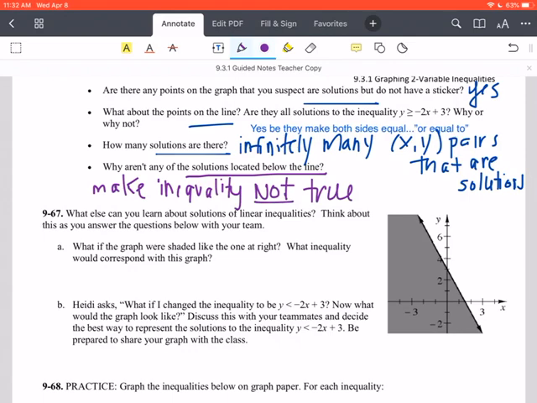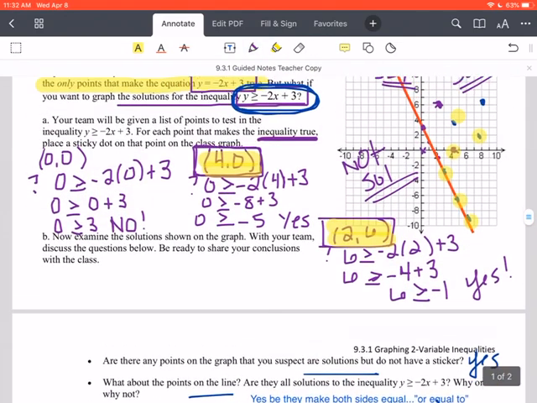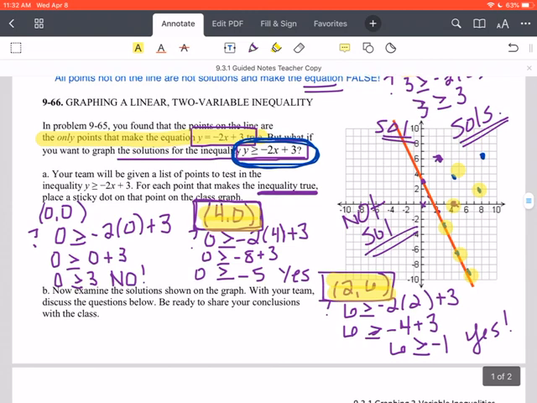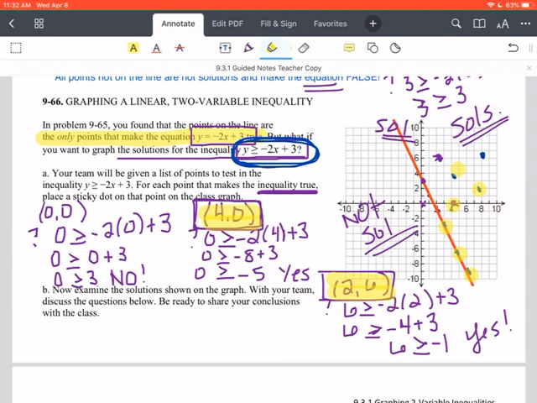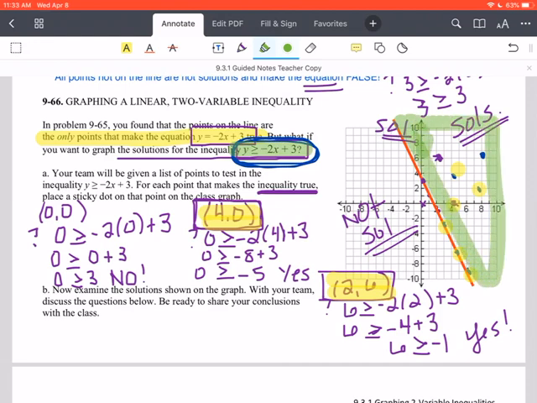So the big idea of the day, what I've been leading up to, is how are we going to graph these without having to do all of this scratch work? The good news is it's way easier than having to check point after point after point. We are going to use a shading technique. We graph the boundary line using our knowledge of y equals mx plus b, and then we shade the side of the line that includes all of the points that will make it true.